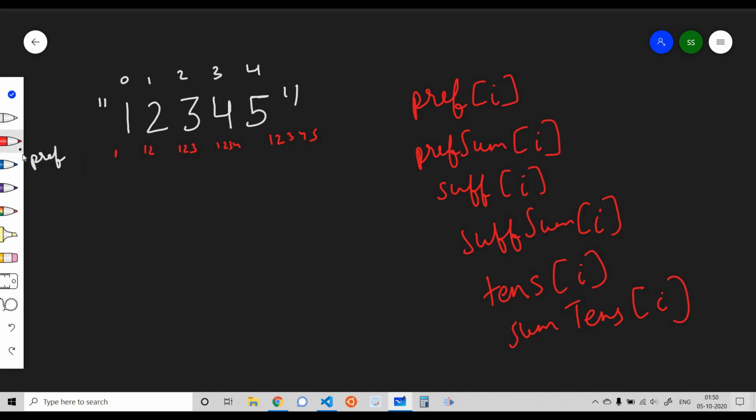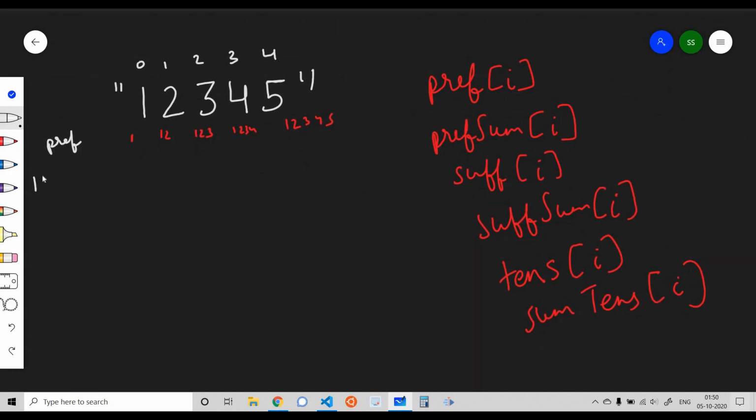Now the second term which I used was prefsum. It is basically the prefix sum of this pref. So it would be 1, 13, plus 123, which is 136. Now 136 plus 1234, but I can just write down 136 and plus this term. So I'll just add up. This is the prefsum, the prefix sum of this prefix.